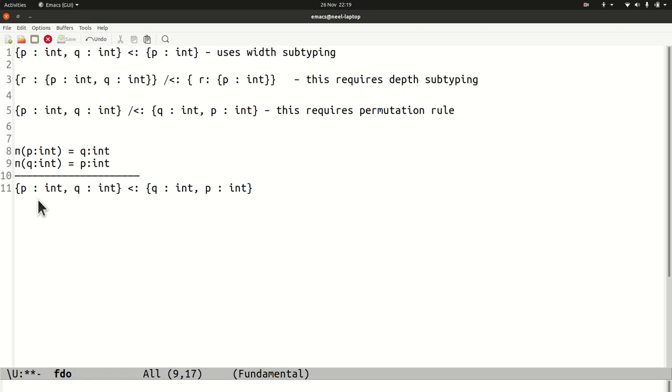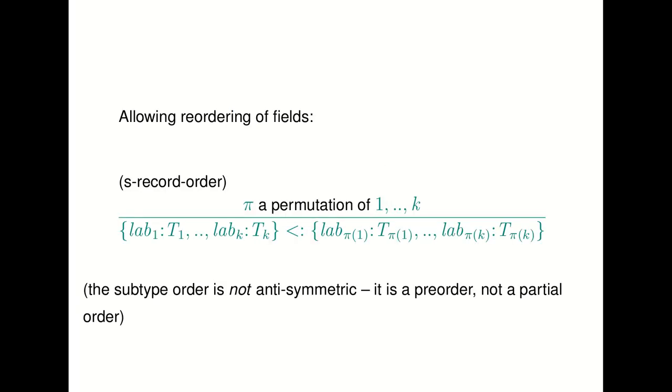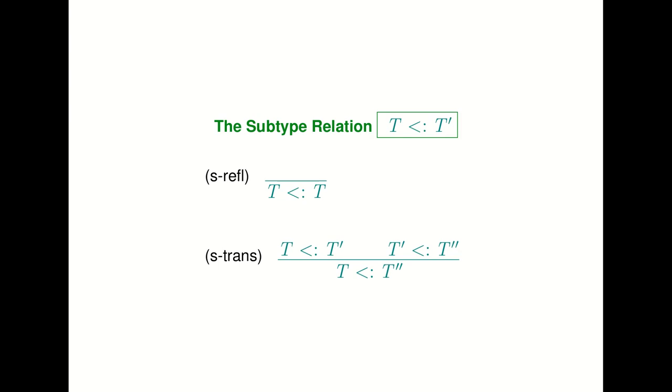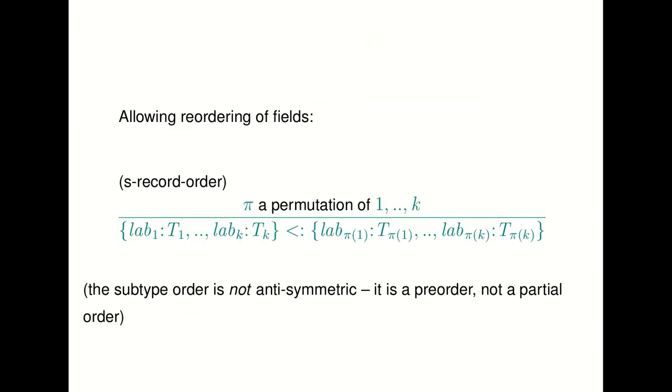And the thing that makes this correct, or at least plausible, is that this permutation is actually a permutation. It's just reordering the labels. It's not actually introducing any new types. And so now that we have these three notions of subtyping for records, if we throw all of them in, along with the reflexivity and transitivity rules, we have a credible subtype relation.